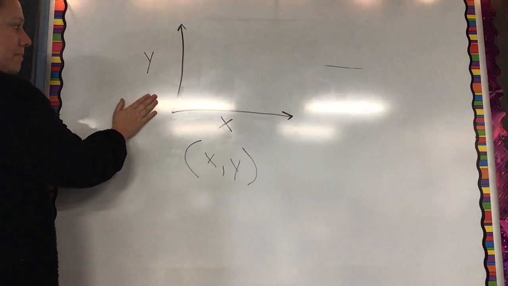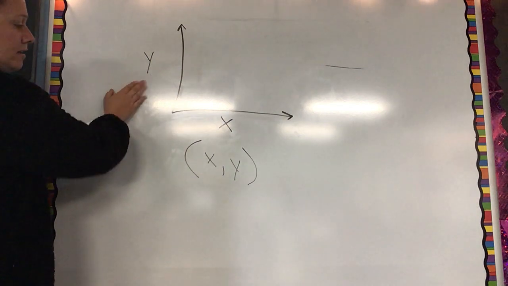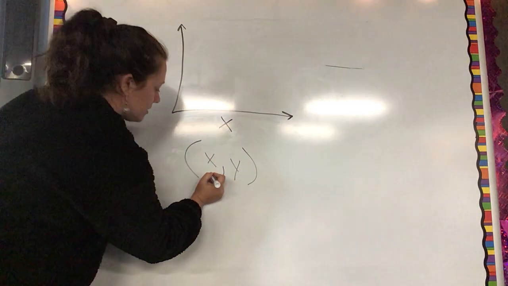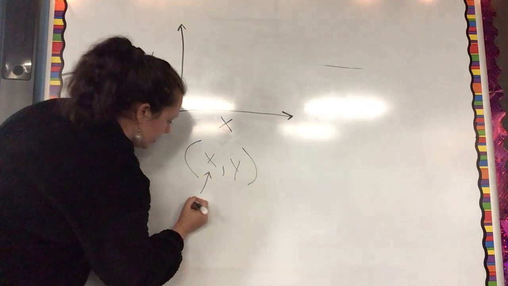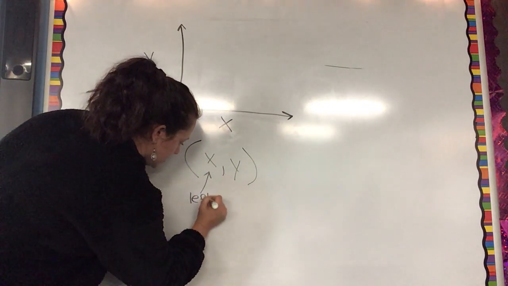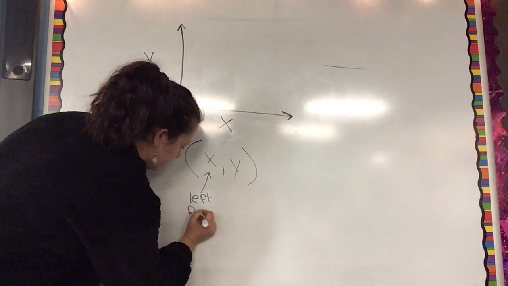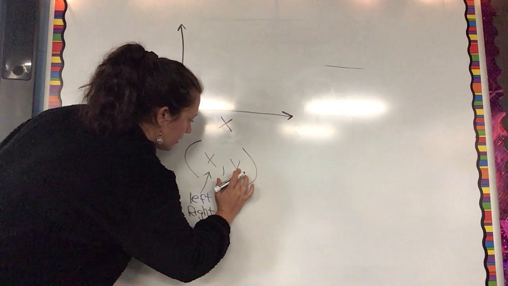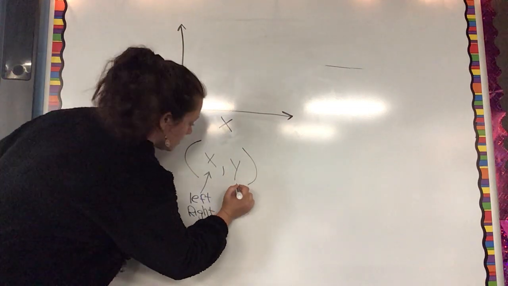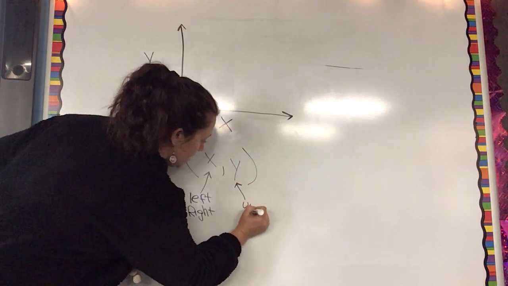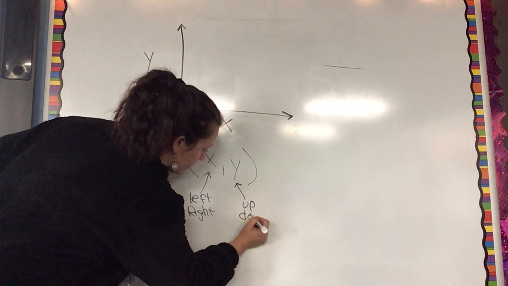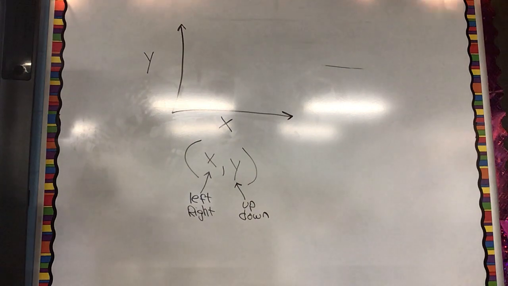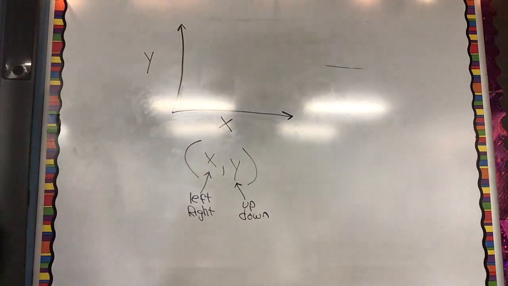So here's what I want you to write down in your math notebook. I want you to draw a coordinate map, label it X and Y, write an ordered pair of X and Y, and then below it, we're going to write down left and right. And then we're going to draw an arrow to my Y. Up and down. So when you forget, and you probably will forget, and that's okay, on your homework, this is what you're going to use to help you.